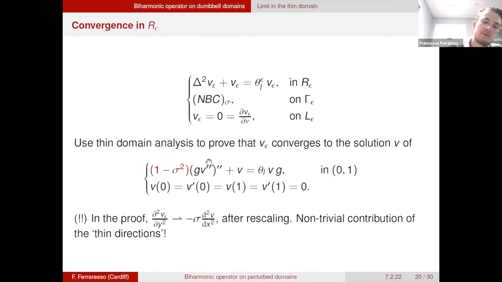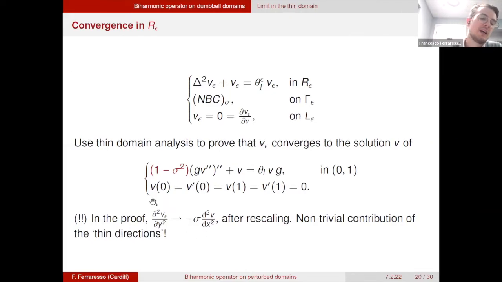When you prove this, you actually prove that the second derivatives in y, so in the vertical direction that is supposed to be thin, are actually converging weakly to a tangential second derivative. So we have a clear non-trivial contribution of the thin directions. Of course, as you can see, this could depend on sigma, right? So if sigma is 0, somehow you don't see this.